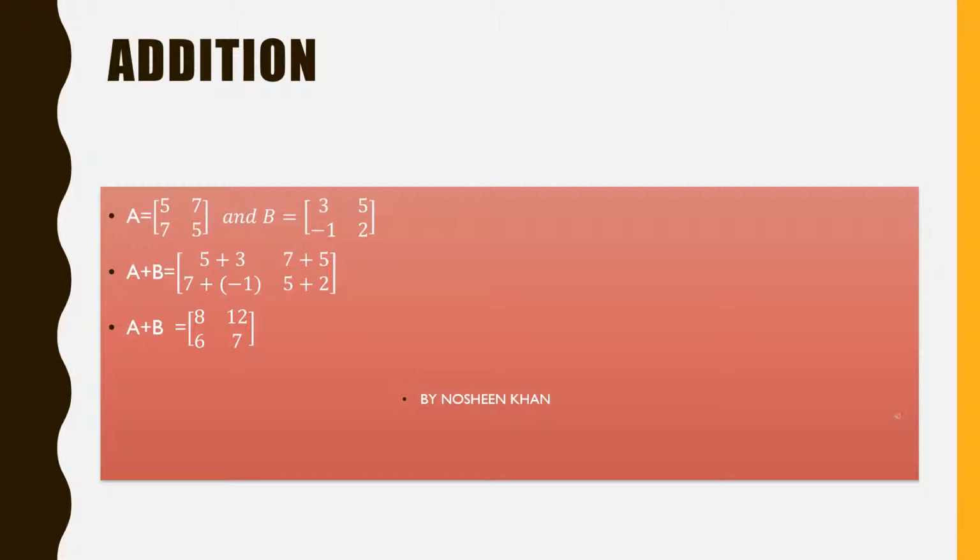When plus is multiplied to minus, it will give us minus, because plus minus is minus, and minus plus is also minus, minus minus is plus, and plus multiplied to plus is equal to plus. So here I have A plus B is equal to 5 plus 3 is equal to 8, 7 plus 5 is 12, and 7 minus 1 is equal to 6, 5 plus 2 is 7.